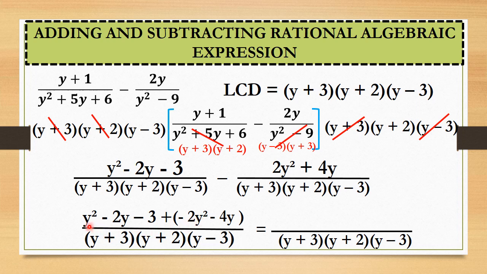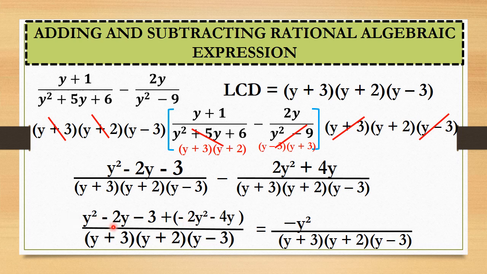So, ito sila yung y squared at ang negative 2y squared ang like terms kasi same sila ng degree and variable. So, y squared plus negative 2y squared. So, unlike yung sign, positive and negative. So, subtract 2 minus 1, that is negative 1. So, negative y squared kasi mas mataas yung absolute value ng negative 2 sa positive 1.